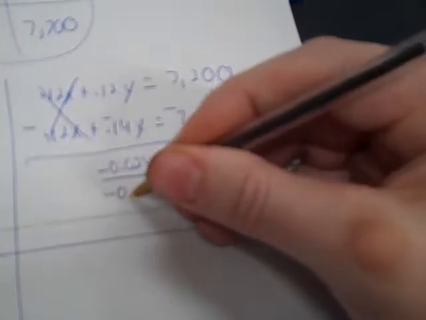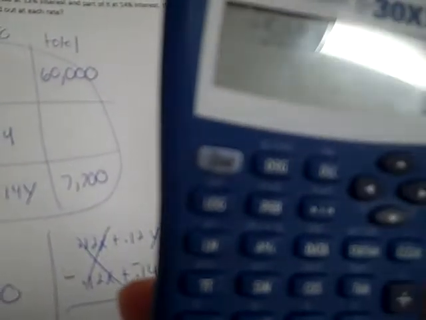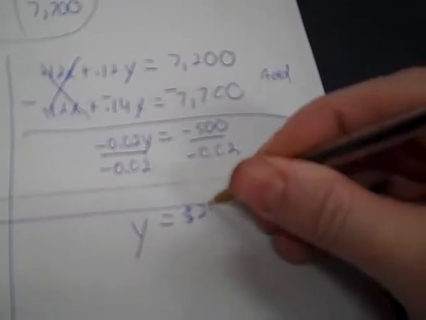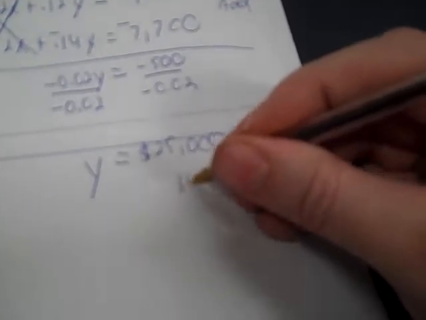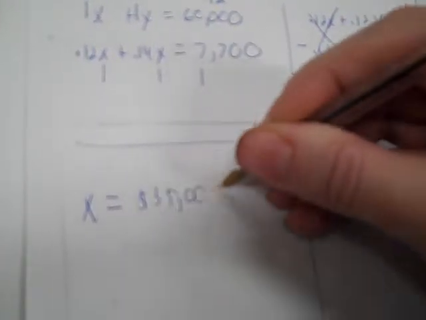Divide. Okay, so negative 500 divided by negative 0.02 is $25,000. Because Y is money, and that was at 14%. Write what percent it's from. Okay. And then to find the X, you can take 60,000. If you know that's 25,000, you can just take 60,000 minus 25,000. That's 35,000. And the X that's at 12%.